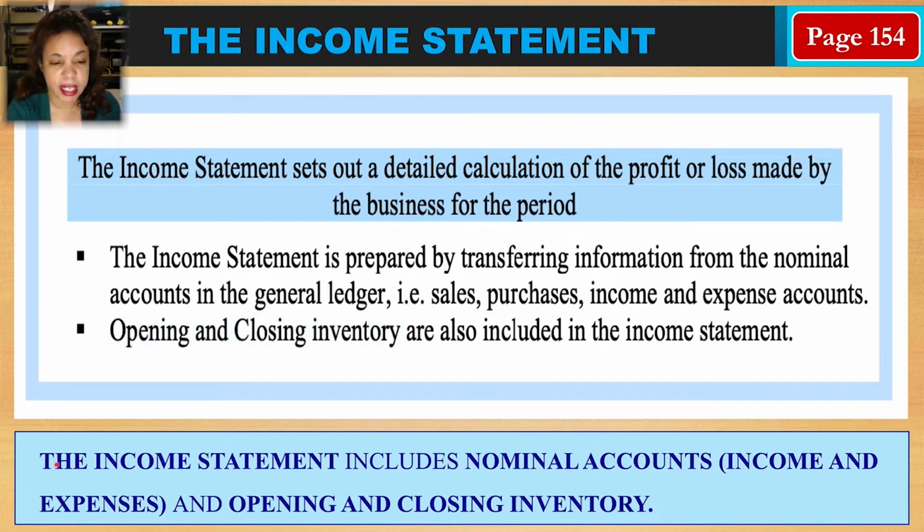So the income statement includes nominal accounts, which are the income or revenue, and expense accounts, and the opening and closing inventory. No assets. Well, opening and closing inventory can be seen as assets, but no other asset, only revenue and expenses, nominal accounts. Sales is income, purchases, expenses. So you see, that is how it is.